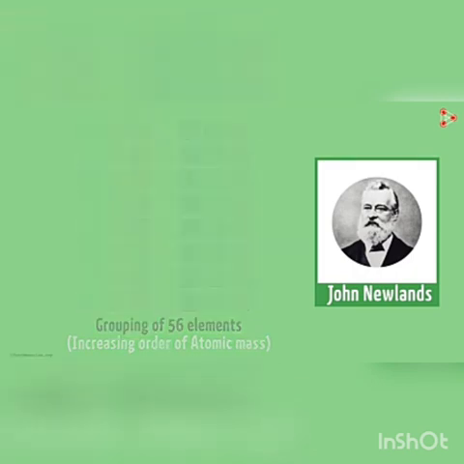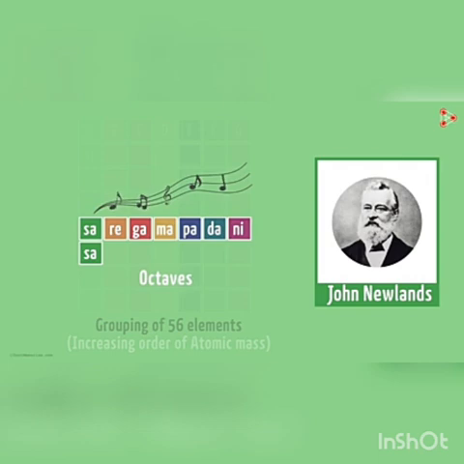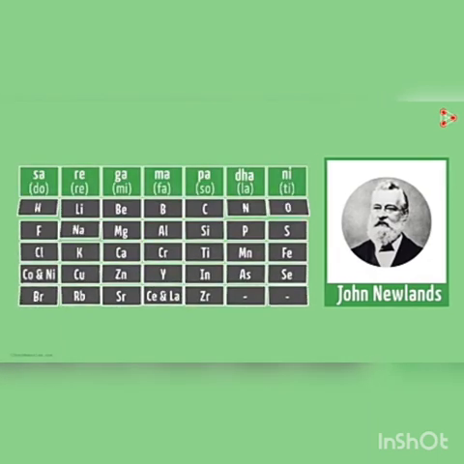Let me help you with that. These are like octaves. Yes, octaves found in music. In case of octaves, we find that every 8th note is the same as that of the first one. He found that every 8th element in the series resembles the first in various ways. This is how Newland arranged the elements in a table.